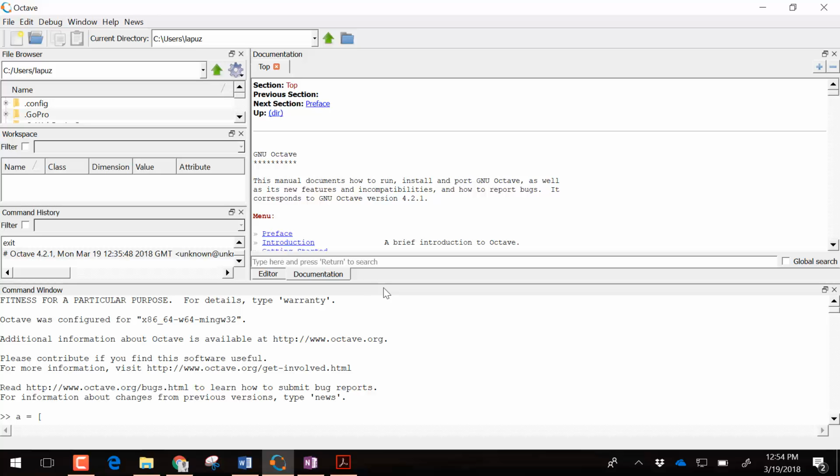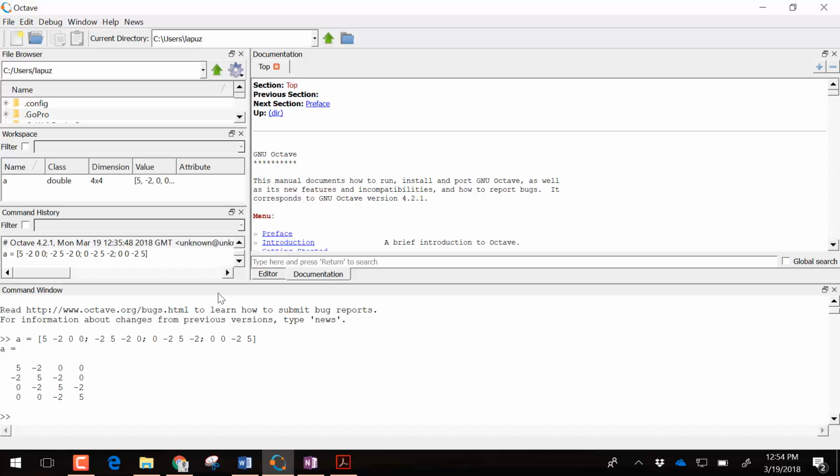So just do your matrix. 5, minus 2, 0, 0, and then minus 2, 5, minus 2, 0, and 0, minus 2, 5, minus 2, and 0, 0, minus 2, 5. I hope that's a tridiagonal. So it's got 5s down the diagonal, negative 2s above and below.